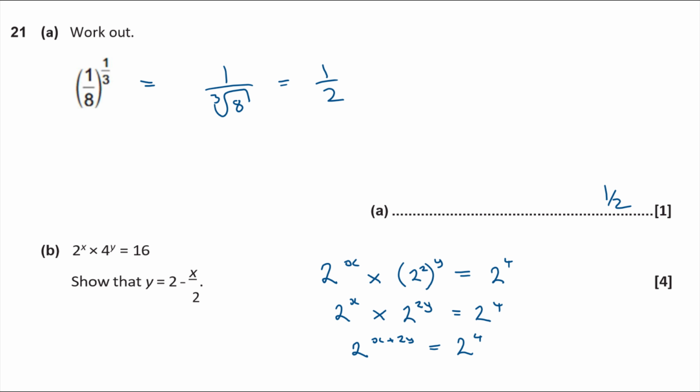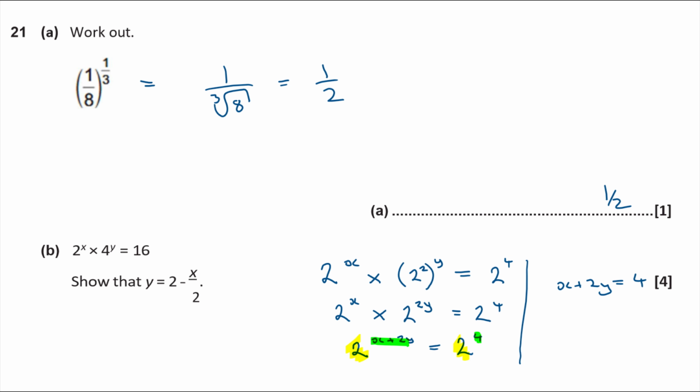Okay? So now we've got 2 to this power is equal to 2 to this power. So because the bases are the same and I'm raising them both to a power and they're the same thing, the indices must also be the same. So that would imply that x plus 2y must be equal to 4.